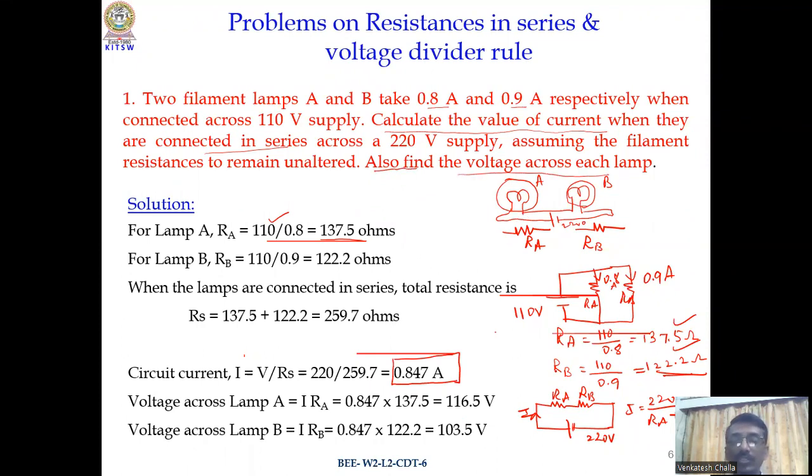Similarly, it is asked to find the voltage across each lamp. It is nothing but the voltage divider rule that I have to use. Let us say this is VA and this is VB. VA is equal to total voltage V into resistance of that element divided by the sum of the resistors connected in series. We can substitute the values; all the values we know. This is 220, RA, RB we know. By that you'll get voltage across lamp A as 116.6 volts and voltage across lamp B as 103.5 volts.